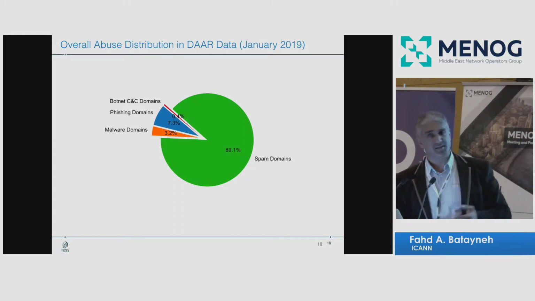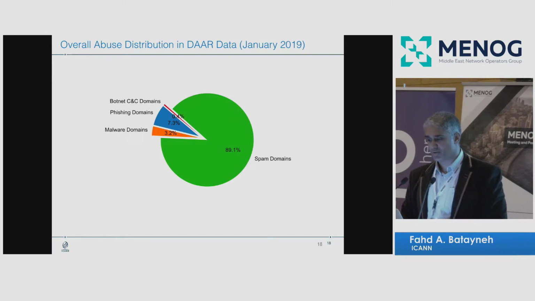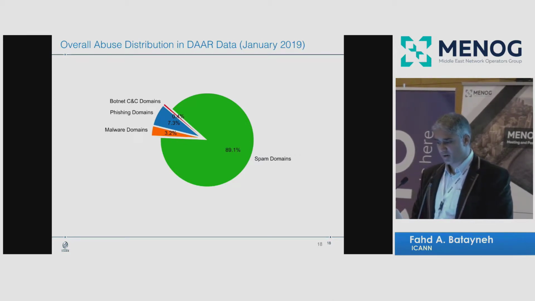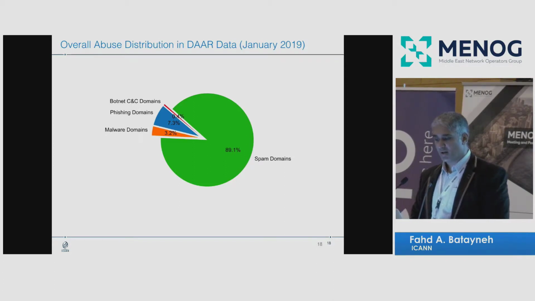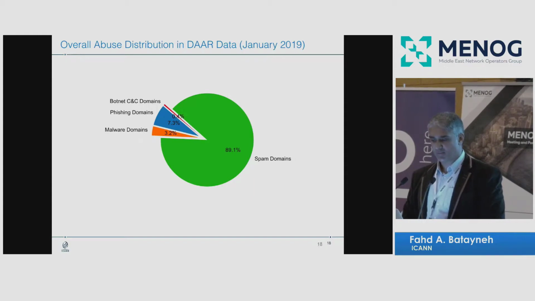So these are the results as of January 2019, and as I said, the data set includes more or less 192 million domain names. As we can see, the majority of the domain names are spam. That's almost 90%. So 90% of domain names are spammy. Number 2 comes phishing domain names, and that's a little over 7%. Number 3 is malware domains, and of course botnet command and control, number 4.